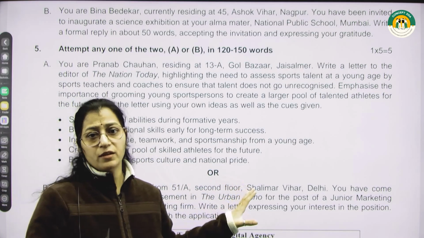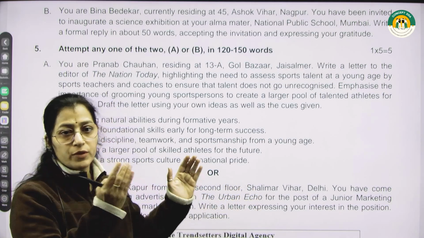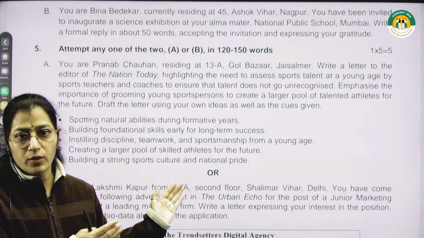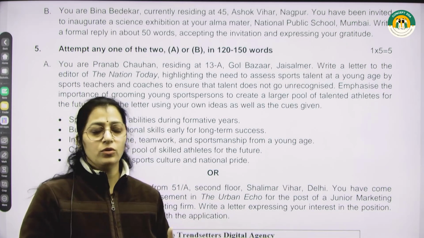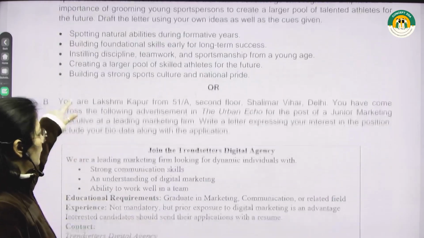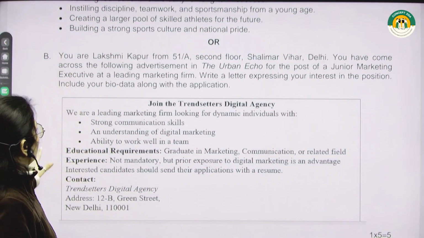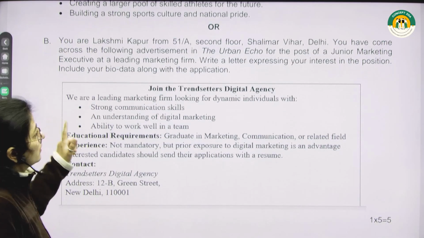So don't get confused about how you are going to frame it. With these ideas which are given there, you can make your answer. You can frame your answer fruitfully so that you can score good marks. Moving to the internal choice given there, right?